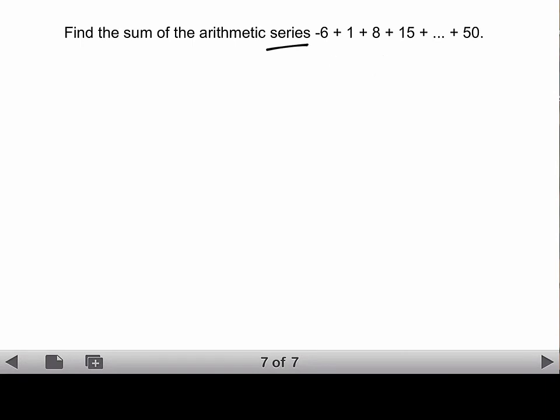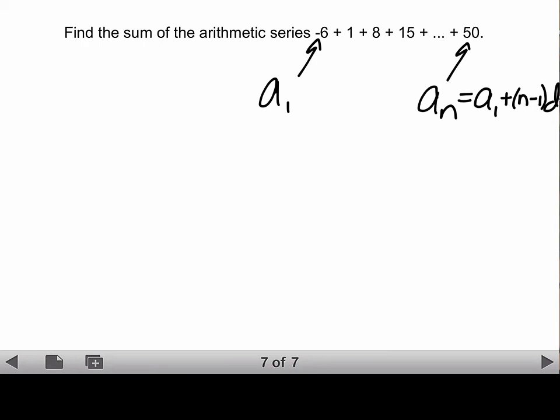Find the sum of the arithmetic series -6 plus 1 plus 8 plus 15 plus missing terms, plus 50. -6 is the first term. That's obvious. 50 is the nth term, but I don't know what n is. What I do know is that a sub n is equal to a sub 1 plus n minus 1 times d.